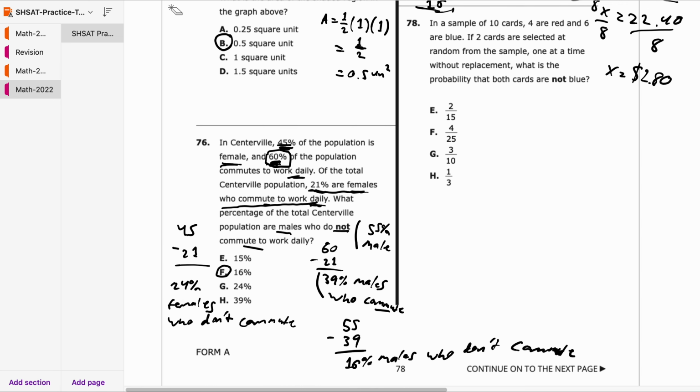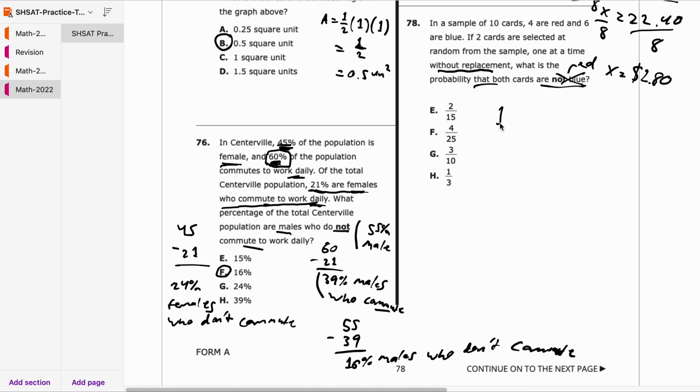Okay, so 78 now. In a sample of 10 cards, 4 are red and 6 are blue. Now if 2 cards are selected at random from the sample, one at a time without replacement, so they're not replaced, what is the probability that both cards are not blue? Another way of putting it is, what is the probability that both cards are red?